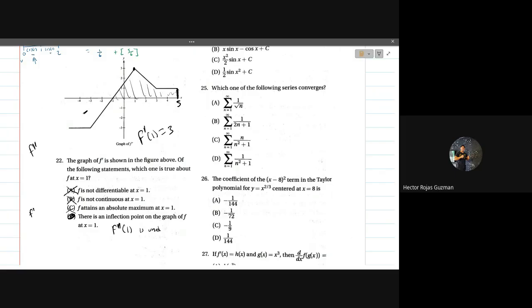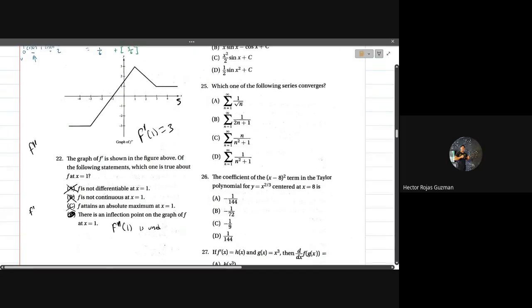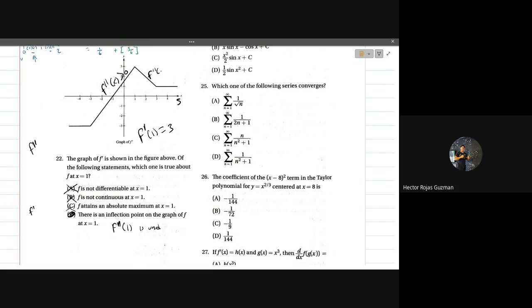And not only that, if you look at the signs, f double prime of x is positive, and then f double prime of x is negative. Like it literally switches signs. So D.